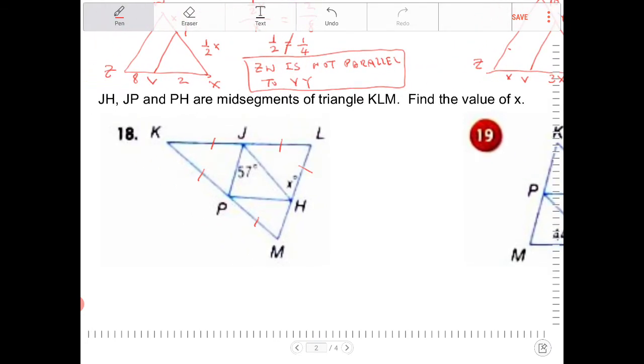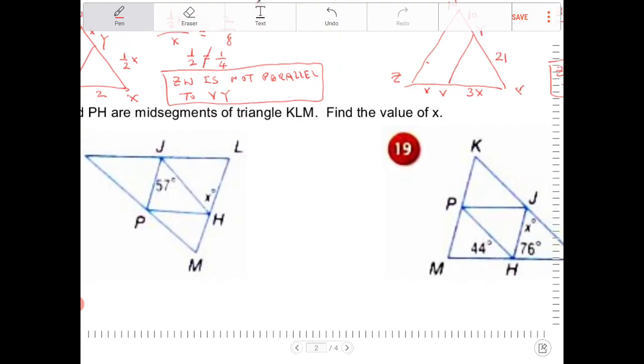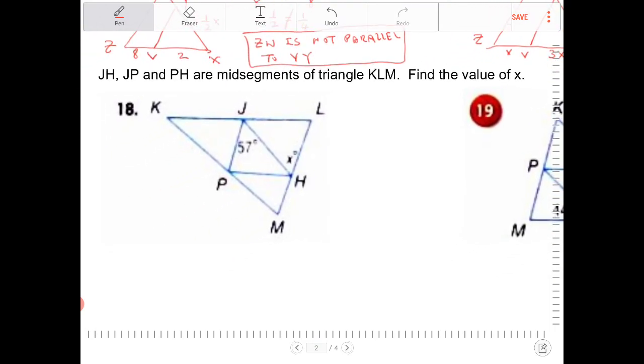Wait. JH, JP, PH are mid-segments. So, if that's the case, before I label this, find the value of x. So what will happen is, the point of this problem, because JP, JH, and all these things are mid-segments, then this must be true.